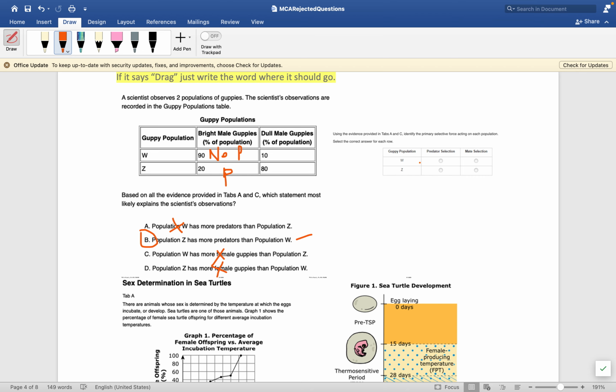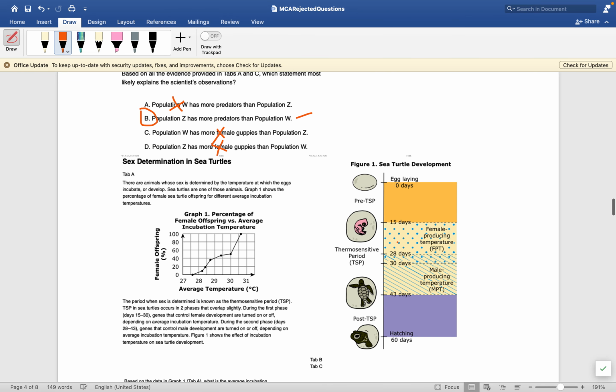So W, do we see predator selection or mate selection? With W, because we have bright male guppies, females prefer bright male guppies. So this is mate selection, female choice. Whereas with Z, we have predators, and it's predators that are deciding which types of males we see. So that is what that question was asking.